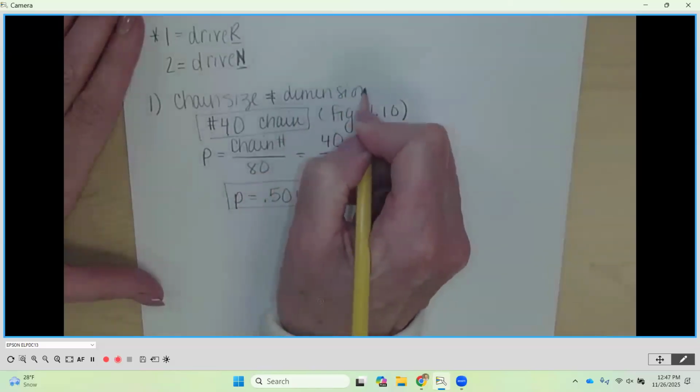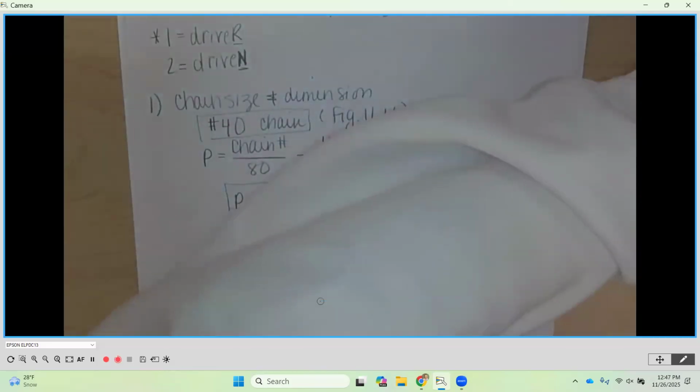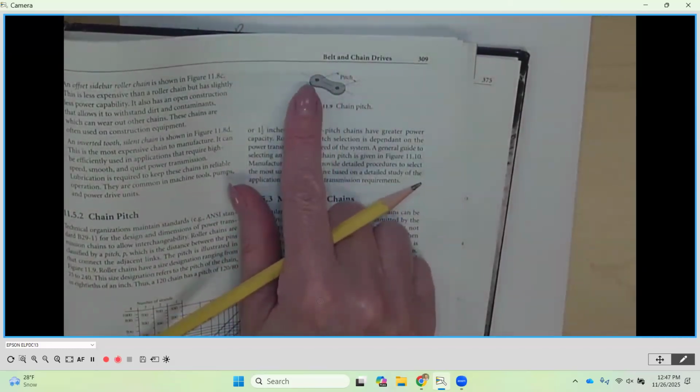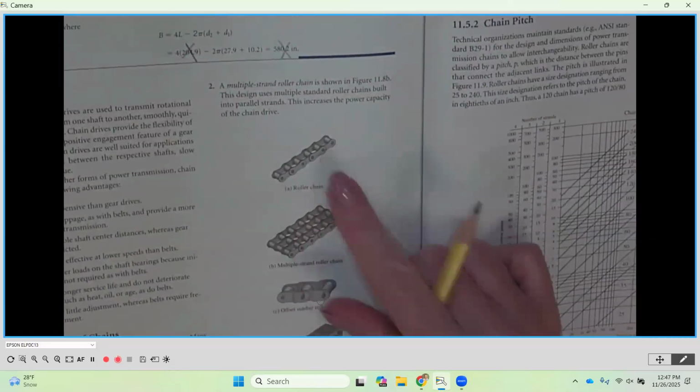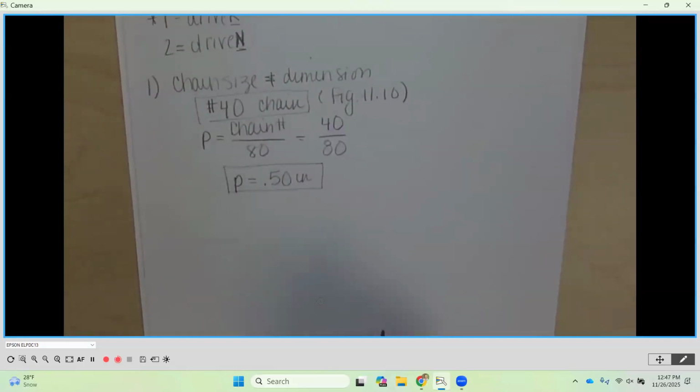I'm going to say chain size and dimension. So it's a number 40 chain and that pitch is 0.5. I'm just going to go back one more time. If we look at the distance between the holes on the side plate, which is going to be the center of one roller to the next, that's going to be 1/2 inch between, right?